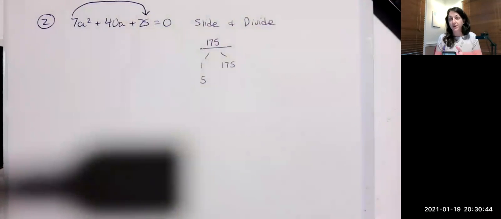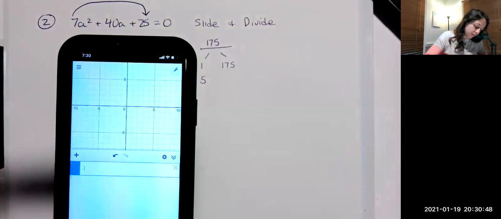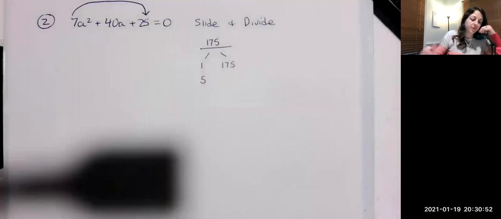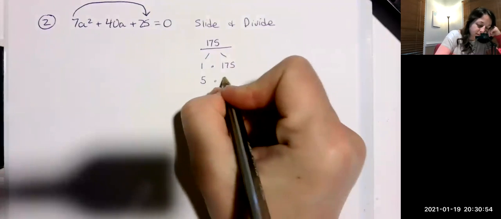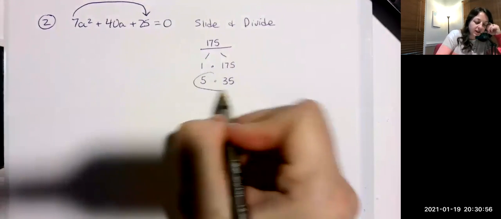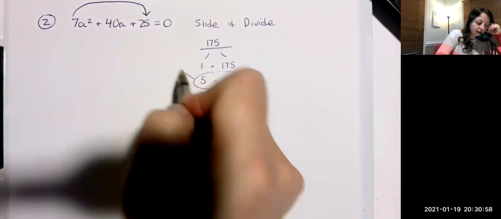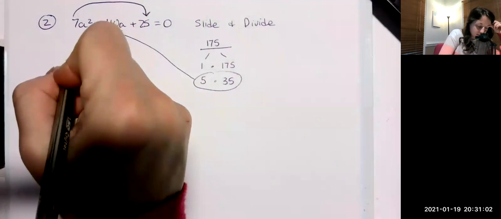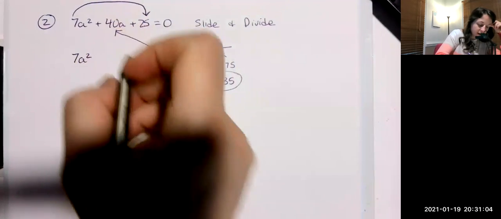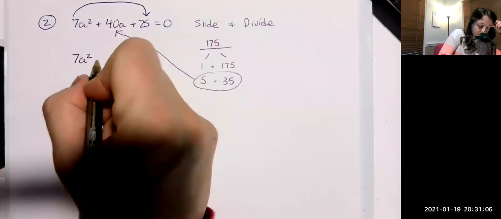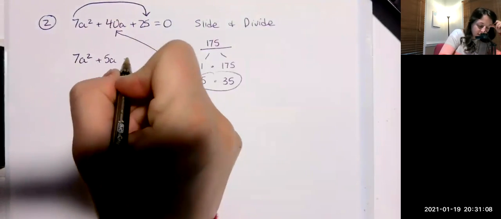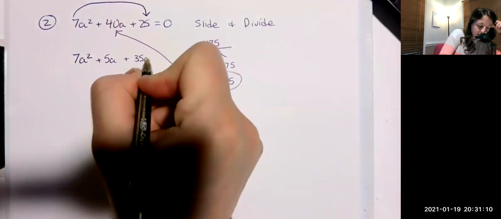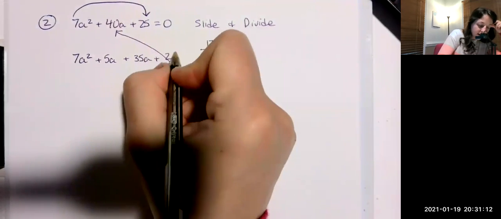I'm trying to come up with numbers that multiply to 175. So 175 divided by 5, 35. Oh, that'll work, because these two numbers add up to 40. So 7a squared plus 5a plus 35a plus 25.